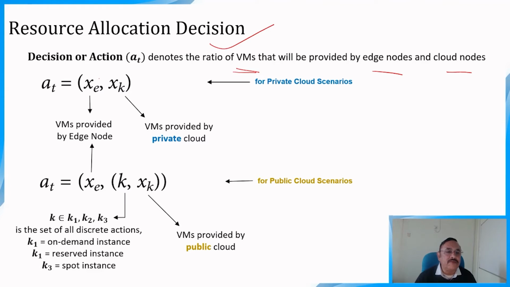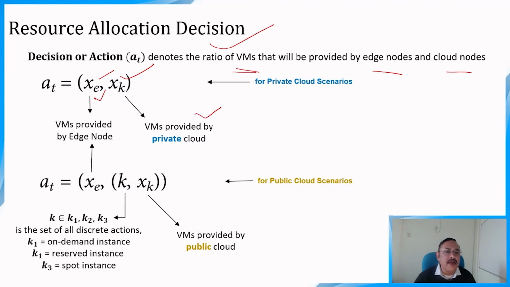So, the action comprises of x c and x k for the private cloud scenario. That is the virtual machines, where x c means virtual machines which are provided by the edge nodes, and x k means the virtual machines which are provided by the private cloud.